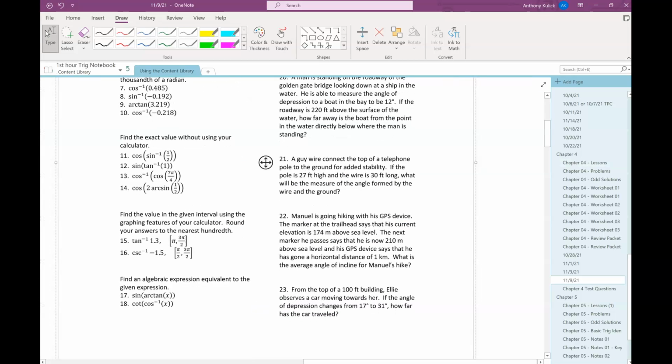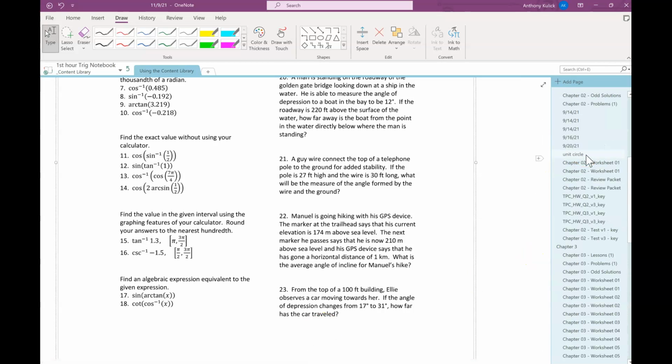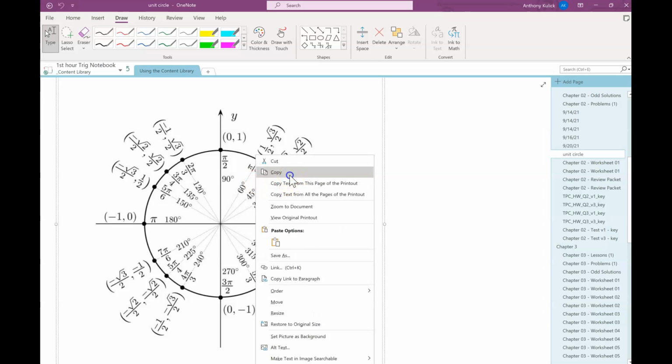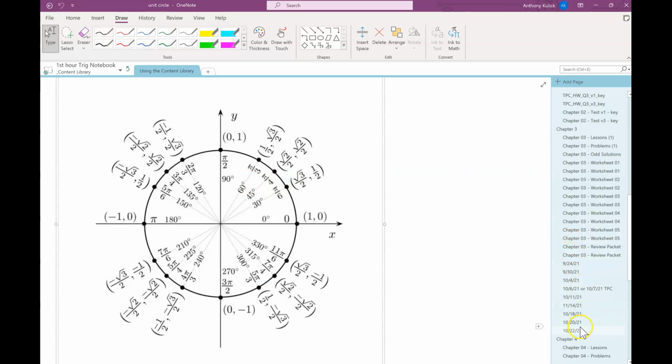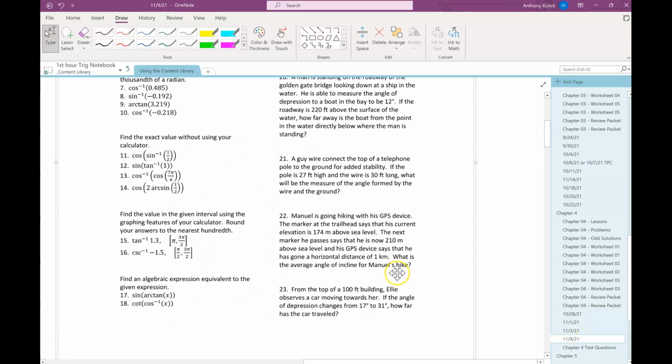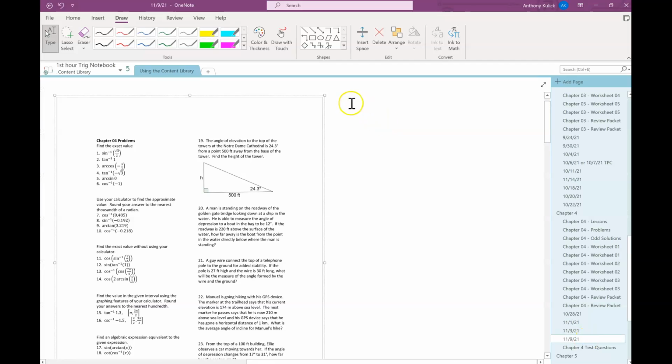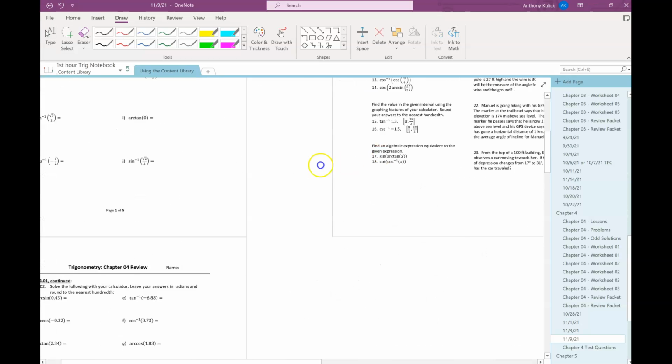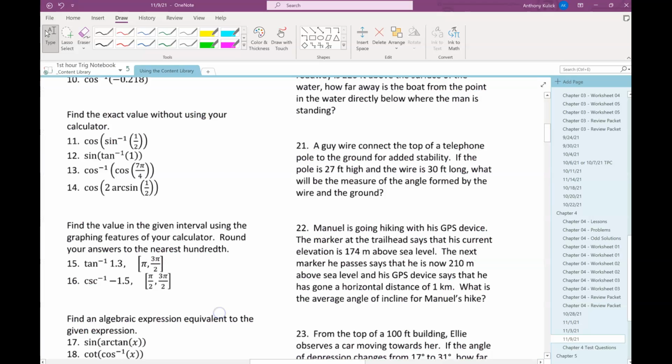You say 14? Okay. So this says without your calculator, so we know we're going to need the unit circle to do anything that we're doing without our calculator. Let me pull that up also at the same time here. All right. So what we're going to do is we're going to work from the inside out. So the first thing we're going to do is look at evaluating the arc sine of 1/2.